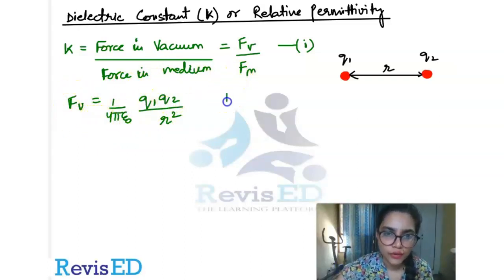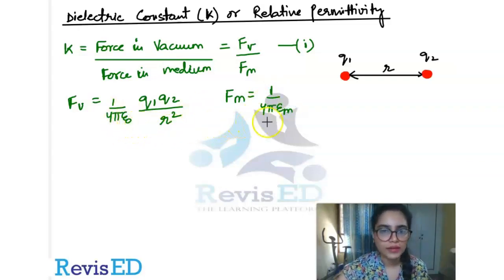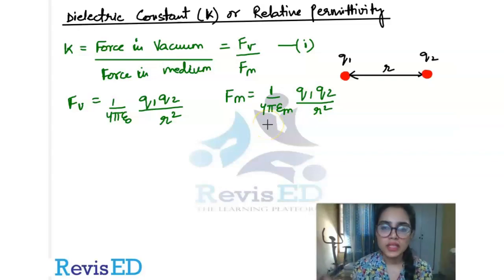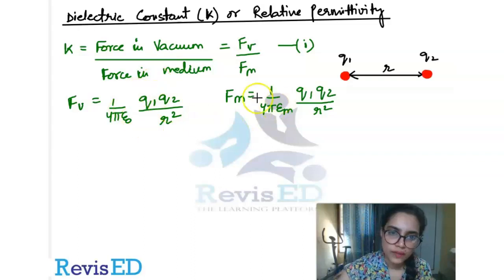But what is the value of force in medium? The force in medium will be represented by 1 by 4 pi epsilon M into Q1 Q2 by R square. This naught stands for in vacuum, but the value of epsilon in medium will be some different value. Things remain the same, the distance remains the same, but the only thing that is changing is the permittivity in vacuum and the permittivity in a medium. So these are the values of the two forces.